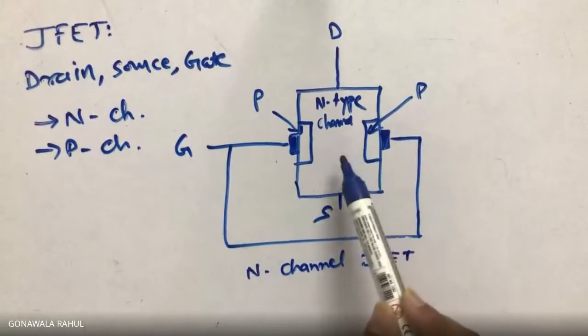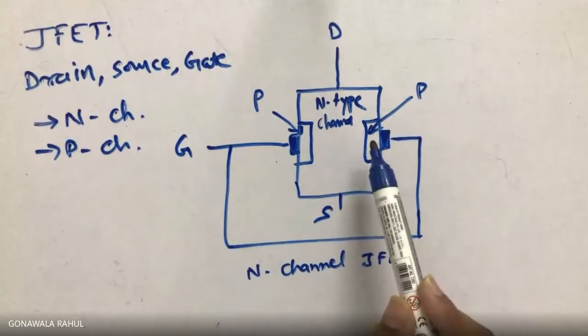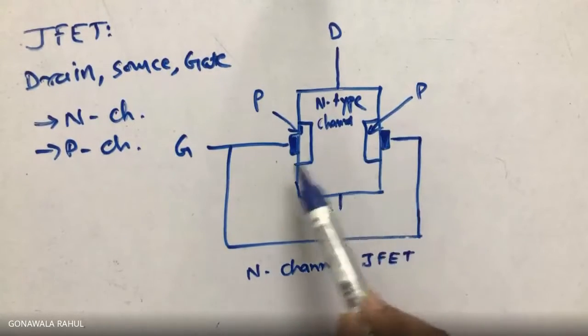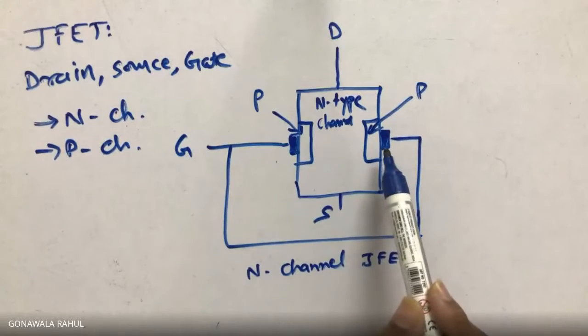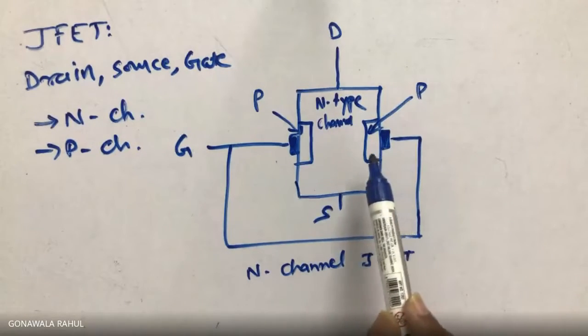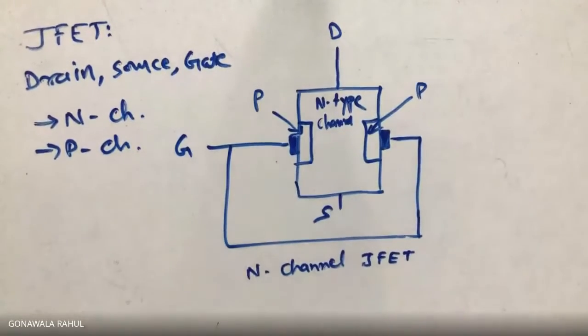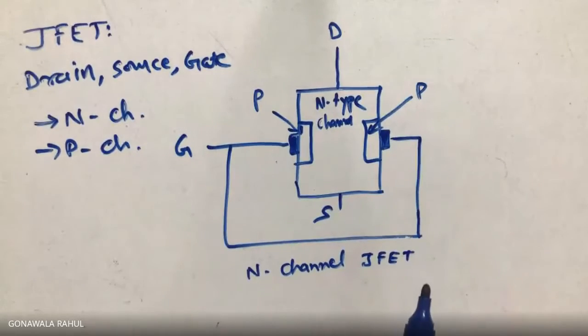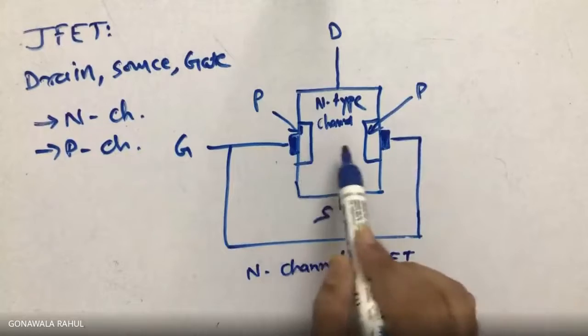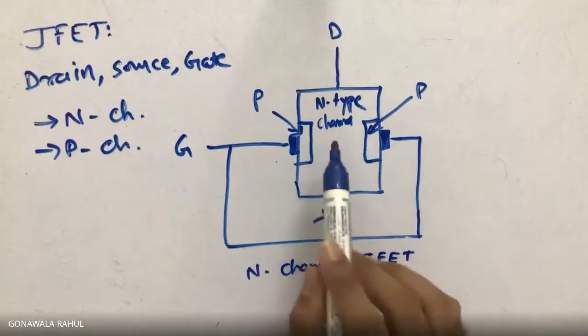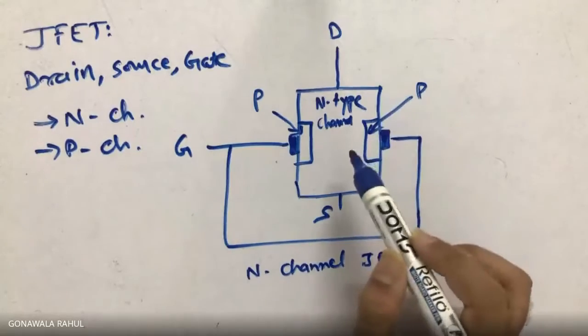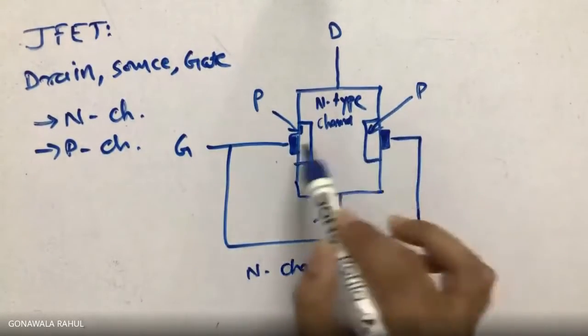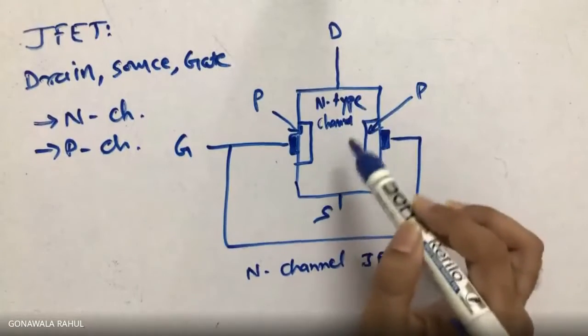with two P type heavily doped regions diffused on opposite sides of the semiconductor bar. Means the N type semiconductor bar is heavily diffused with P type semiconductor on opposite sides of the bar. Okay, the P type regions form two PN junctions. The space between the junctions is known as the channel.